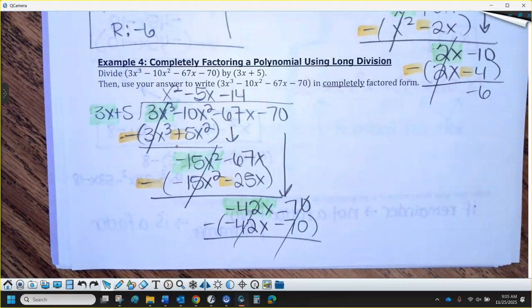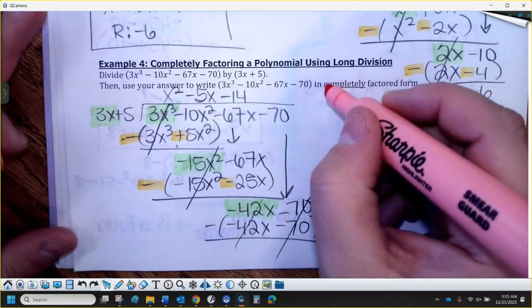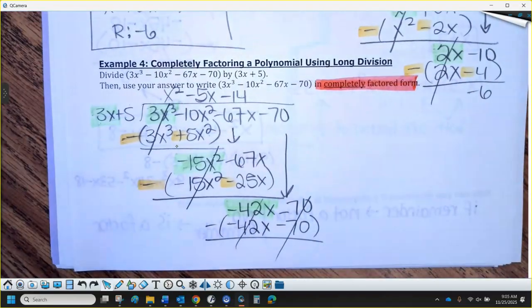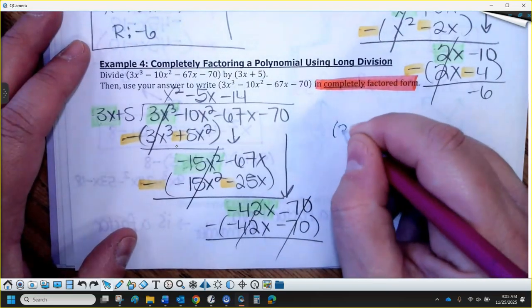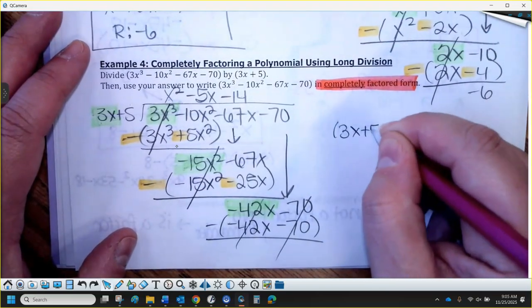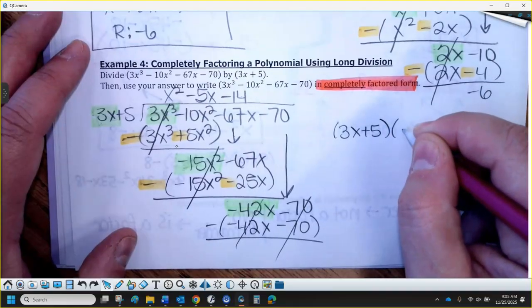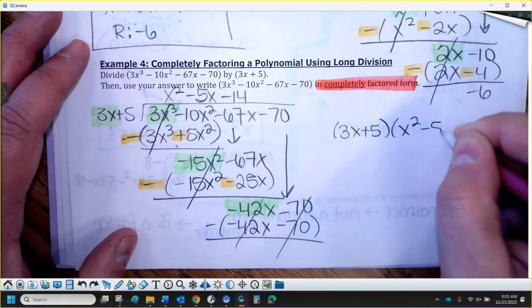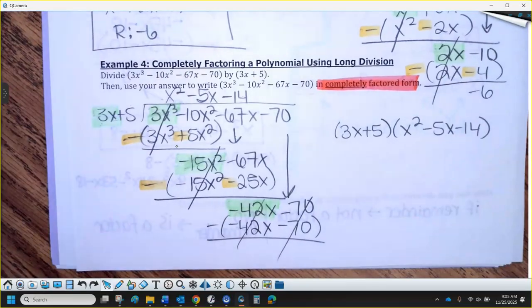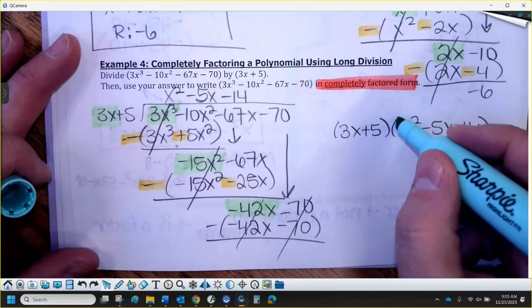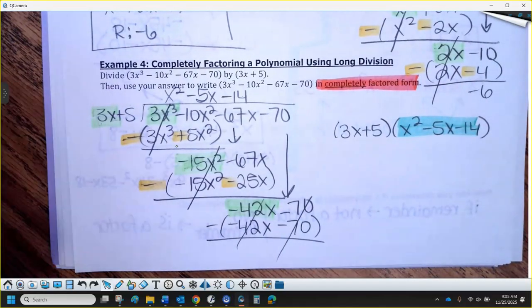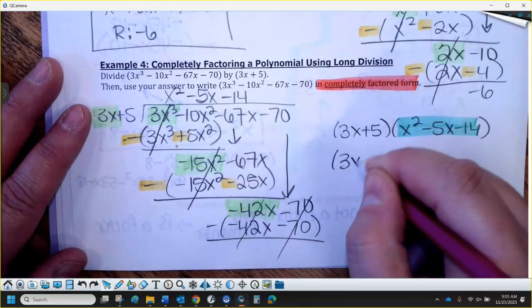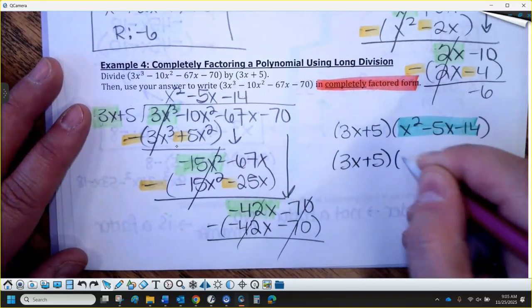Now, the original question, if it says this to you, we're going to completely factor this. All right, so my original problem was what I have under the division sign, and I got x squared minus 5x minus 14. If it asks you to completely factor something, it's trying to tell you that whatever we got as our answer could be factored a little bit further. So I'm going to keep that 3x plus 5 they originally gave us to divide in.